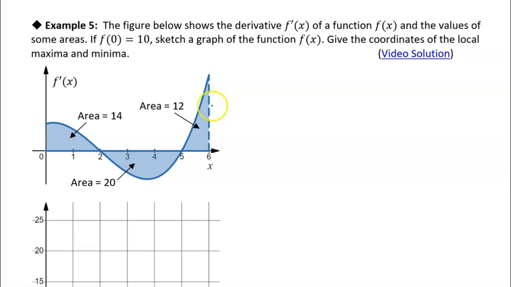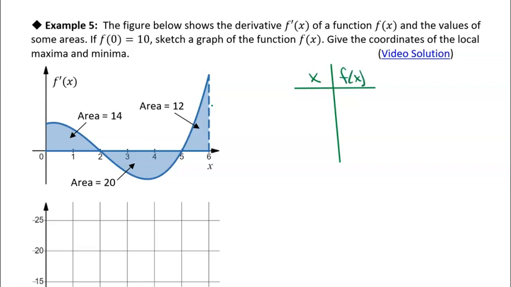First of all, I think what I want to do is construct a table of values. We're given the graph of f prime, we want to construct f of x, and we're told that f of 0 is 10. Ultimately we want to sketch the graph of the antiderivative, f of x, and also give the coordinates of local minima and maxima. So let's first start by constructing a table of values, like we've done in the past, with x and f of x.